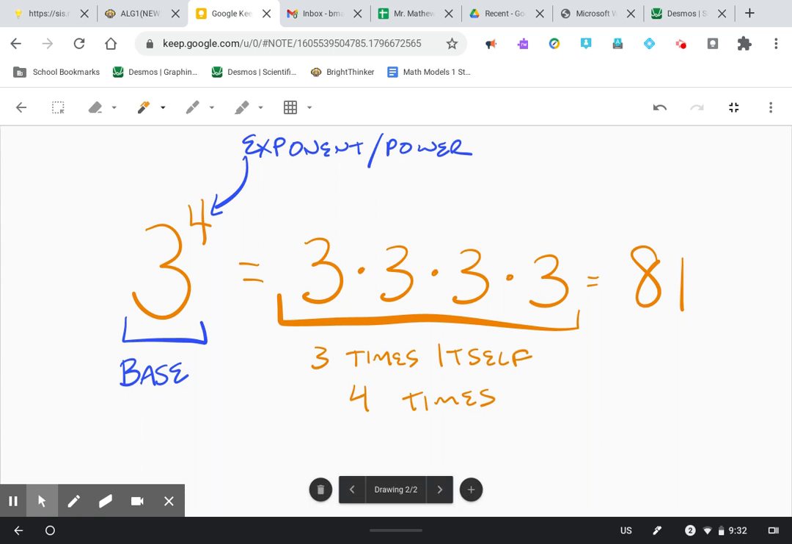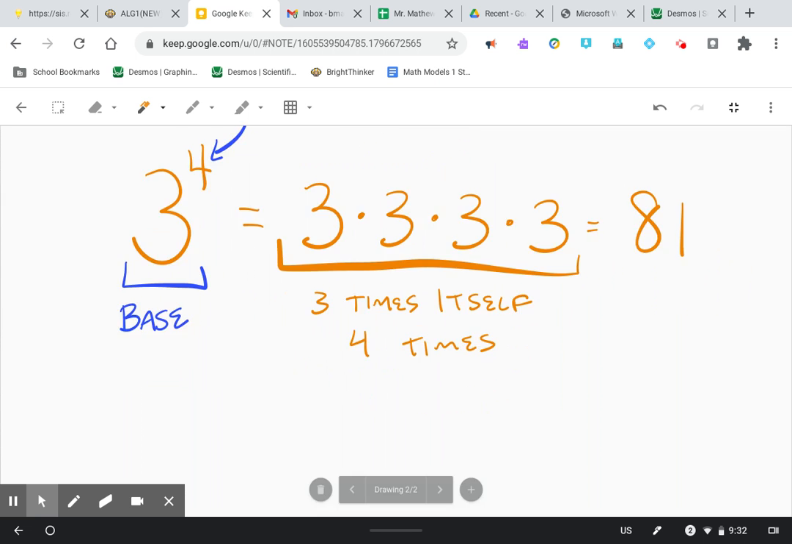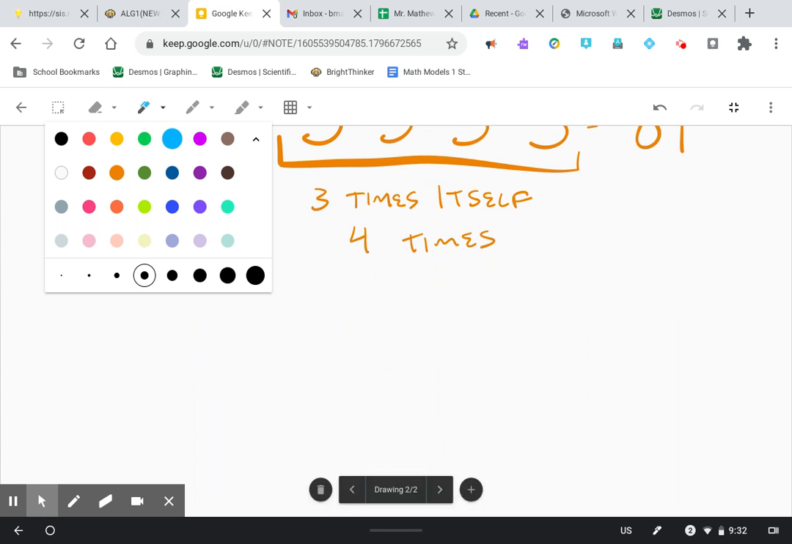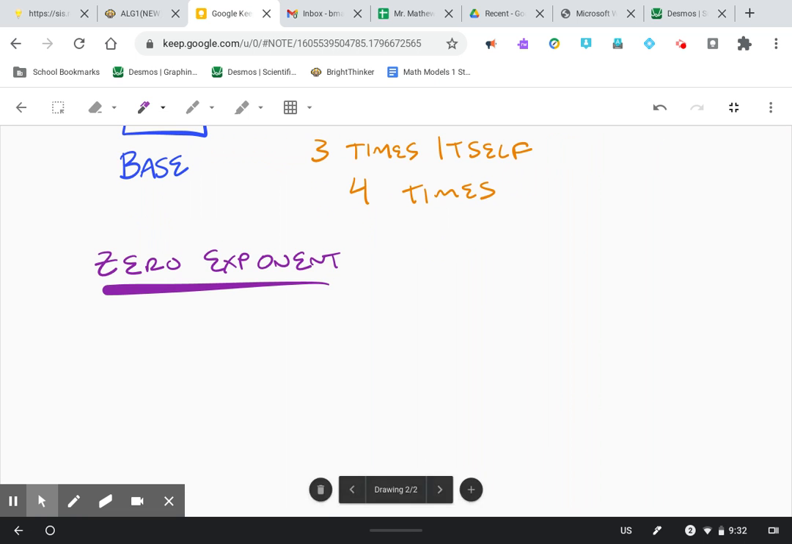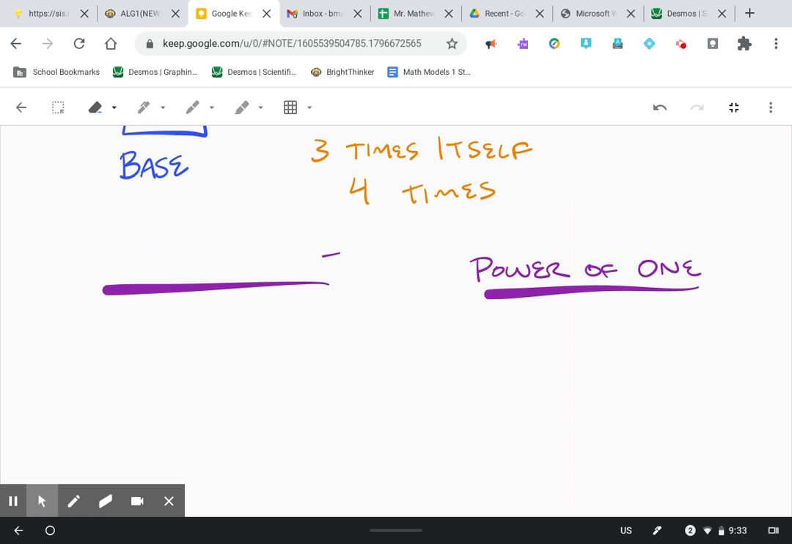Okay, so that's what you need to understand about exponents. That's the key piece of information for this lesson. Then there are two unique special exponents that we need to know about, and that is the 0 exponent and the power of 1. So power of 0 and power of 1.